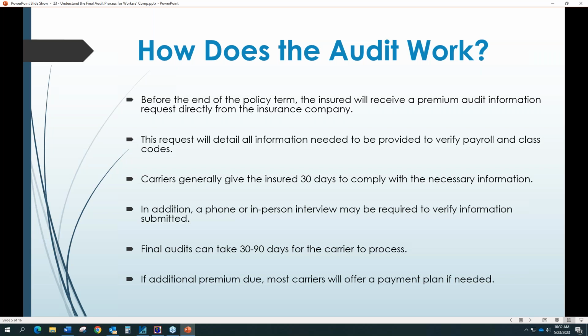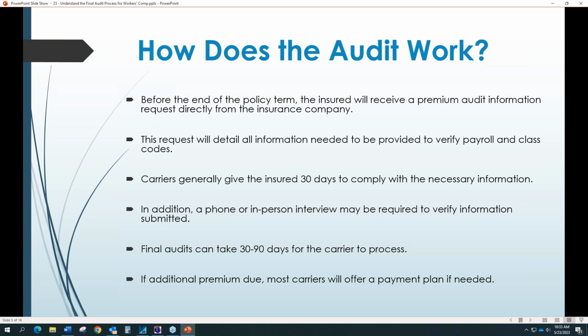So before the end of the policy term, the insured is going to receive a notice directly from the carrier regarding their upcoming final audit. The insured will receive an audit questionnaire listing the items needed in order to complete their final audit, along with a blank audit form for the insured to fill out. As the broker, you can also request a copy from the carrier or reach out to your wholesale broker in order to provide you with it. This request will detail all information needed to be provided to verify payroll and class codes.